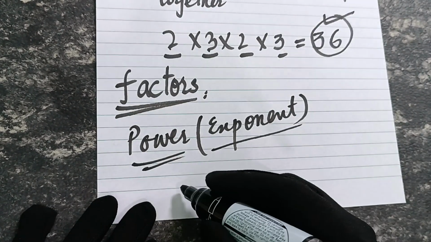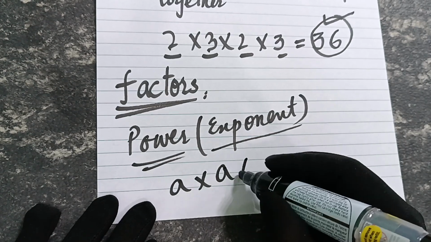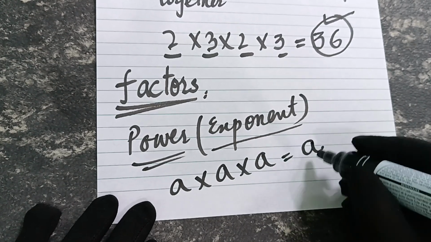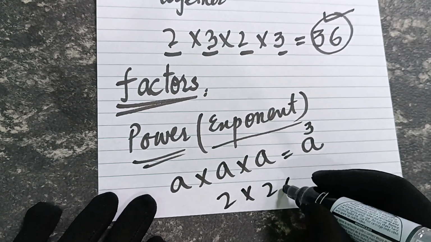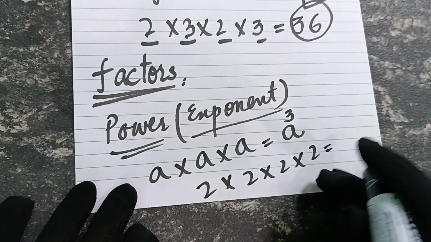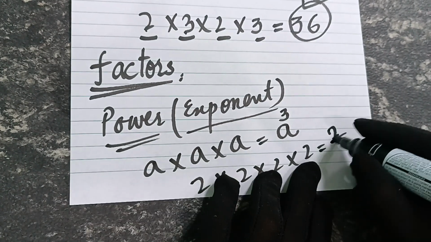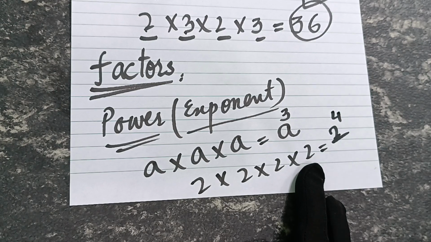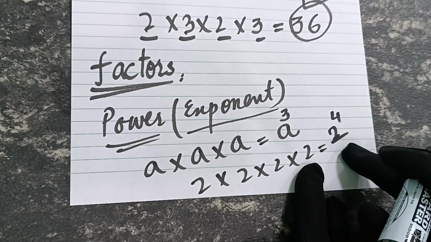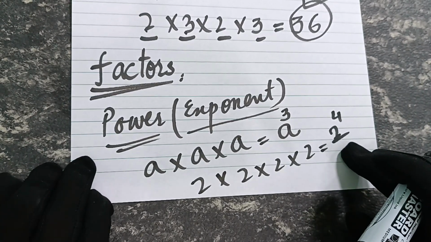What does that mean? If the same factor like a is multiplied so many times, then we will call it a with the power of 3. Like 2 multiplied by 2 multiplied by 2 multiplied by 2. So it will be called 2 power 4. How many times is it being multiplied? 4 times. So this is the exponent of 2.